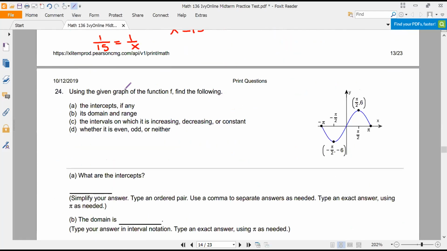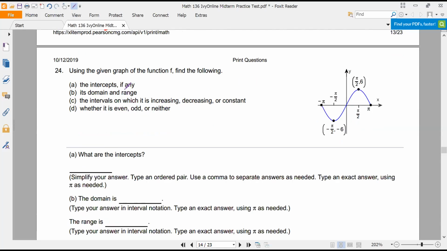Okay, and then this is the last one on the part 3 video, is number 24. So it says, using the given graph of the function, find the following information. So find the intercepts, the domain and range, the interval on which it is increasing, decreasing, or constant, and whether it is an even, odd, or neither function. So the intercepts on this one, since they did say write it as ordered pairs, we need to write those as correct ordered pairs. So the x-intercepts are -π, 0.